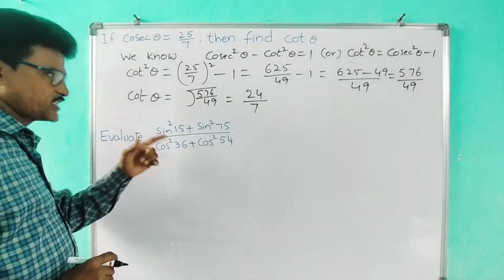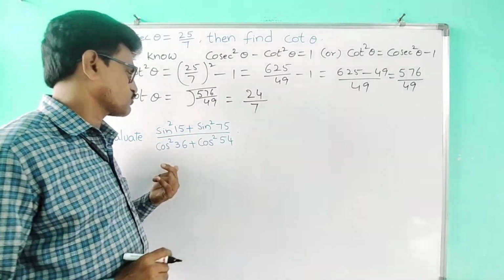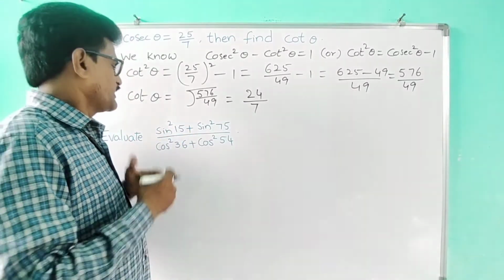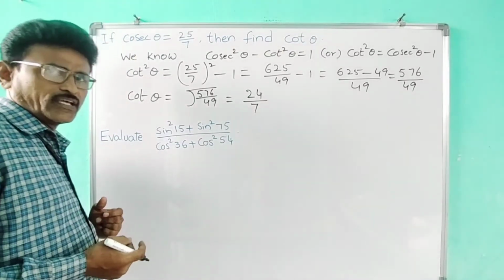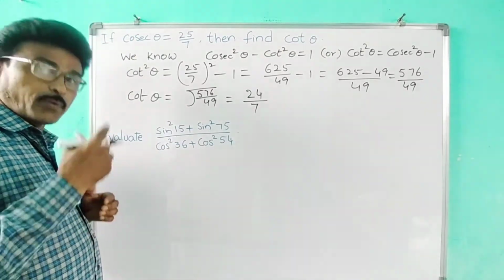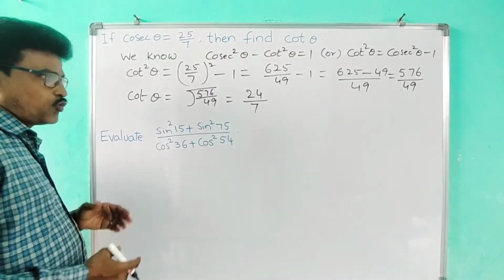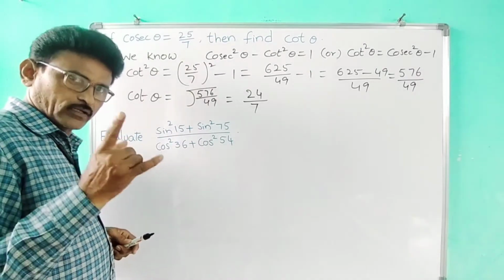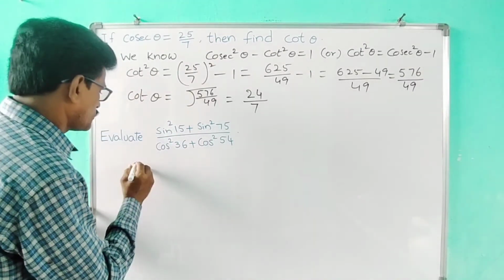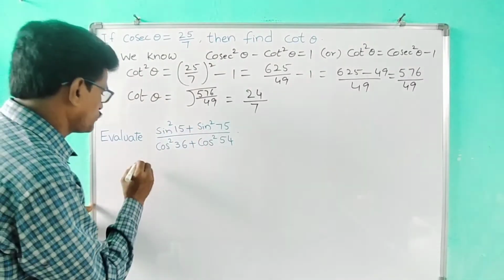Now evaluate sin square 15 plus sin square 75 by cos square 36 plus cos square 54. Here also we have to know the identity. Actually, by using complementary angles of trigonometry, we can convert this. Sin square 15 plus cos square 15 is 1. We know that one. So according to that, here we can change this.